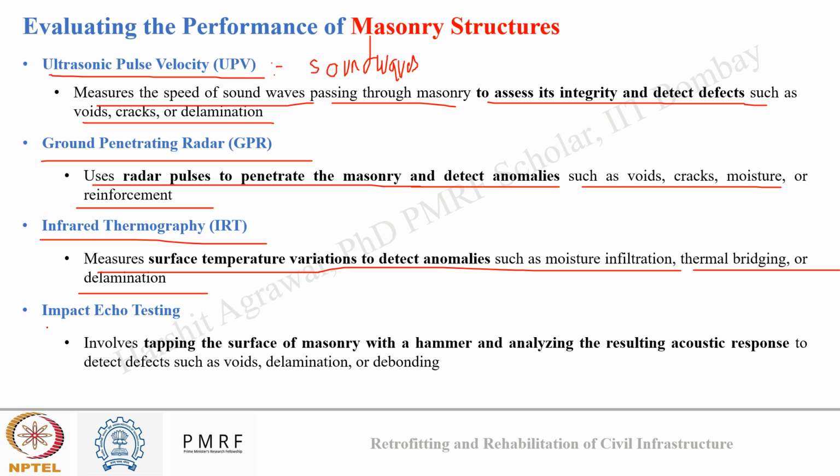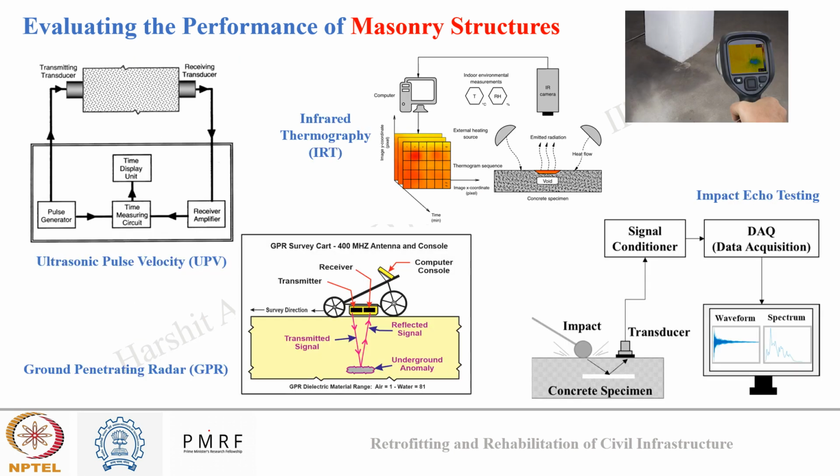Finally, we have impact echo testing, which involves tapping the surface of the masonry with a hammer and analyzing the resulting acoustic response to detect defects such as voids, delamination, and debonding. So we send a mechanical wave through the masonry and assess its performance. Just by reading what a test does, it doesn't clarify much about how it works in the field, so let's look at these tests through images so that you can get better clarity.